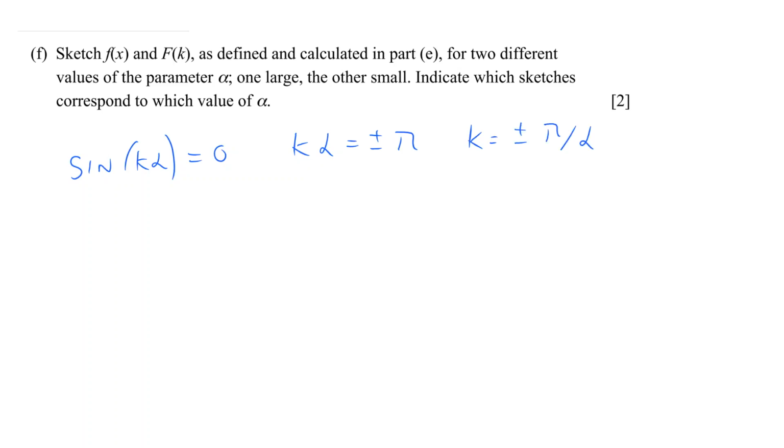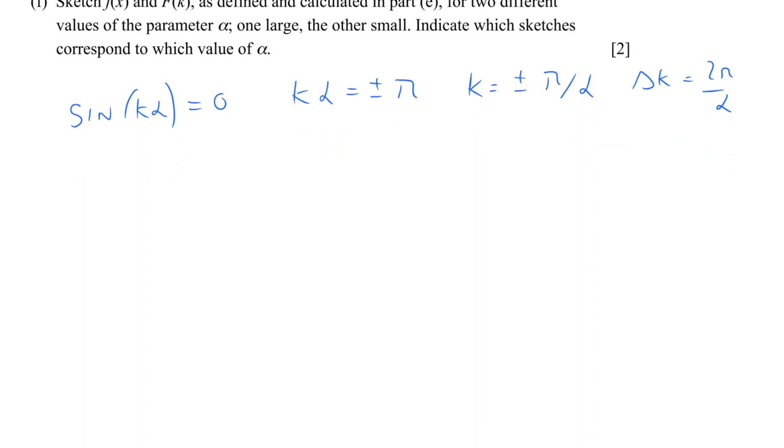So as we found with all other Fourier transforms, the width of the Fourier transform is inversely proportional to the width of the original function. The original function has a width of 2 alpha, whereas in this case the width between the two solutions would be 2 pi over alpha. So when we draw the Fourier transform, we have to capture this inverse relationship, and that's essentially what you need to do to get the marks for this question.